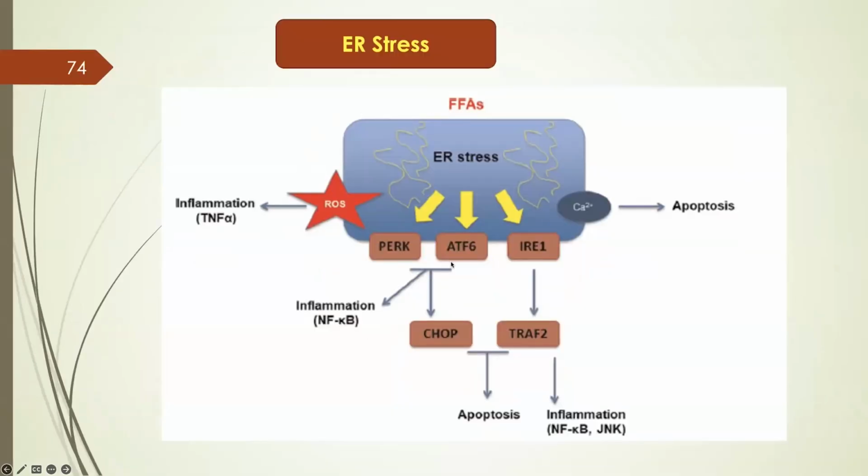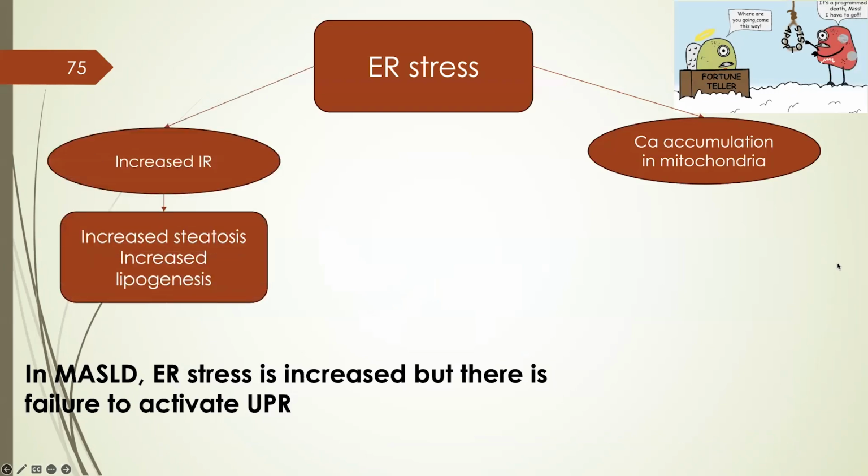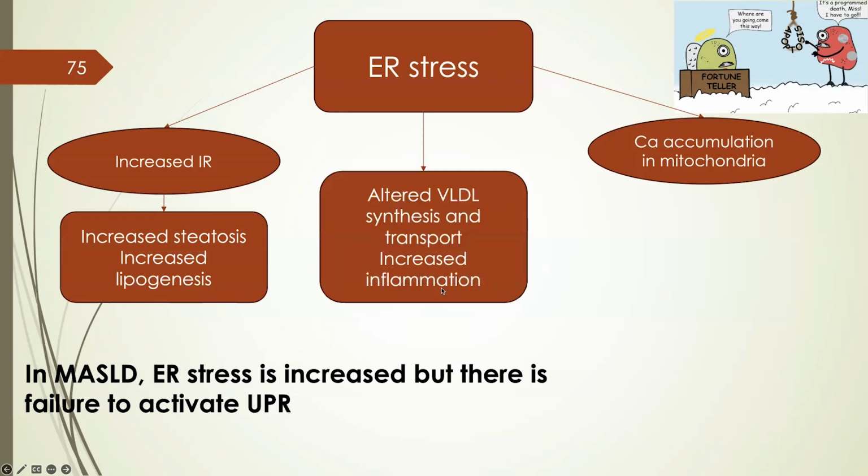So the moment you have stress on the endoplasmic reticulum, it is likely to produce apoptosis and inflammation. So what happens in a patient with insulin resistance? You have increased apoptosis, you have increased lipogenesis. That leads to altered VLDL synthesis.